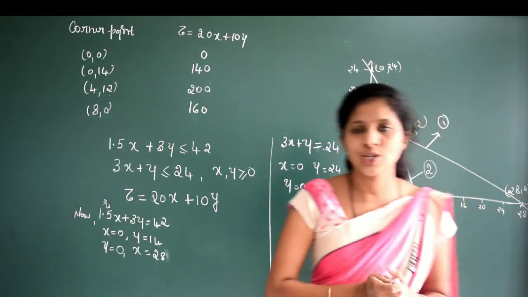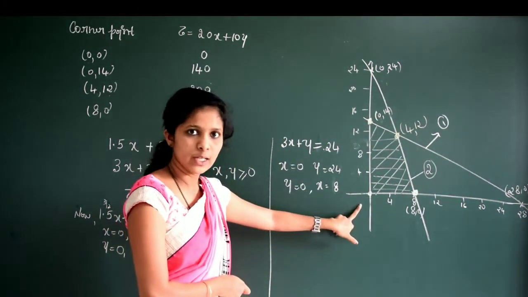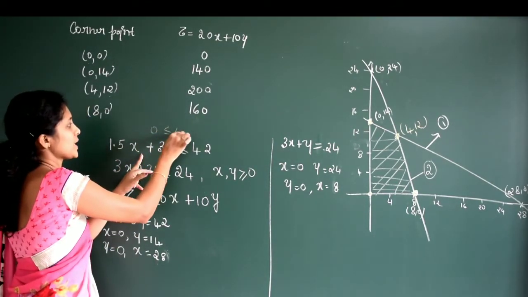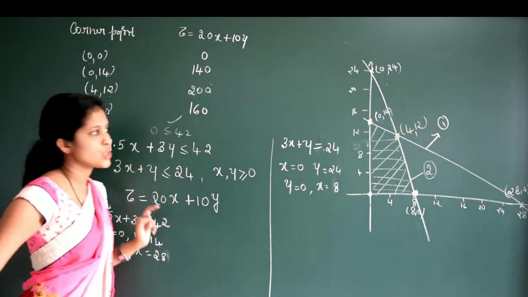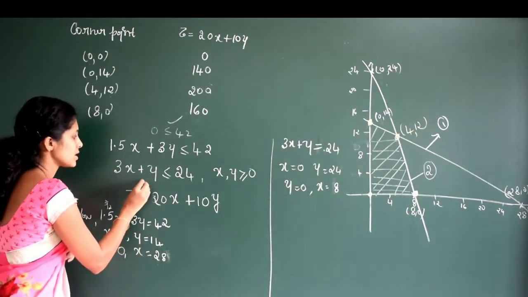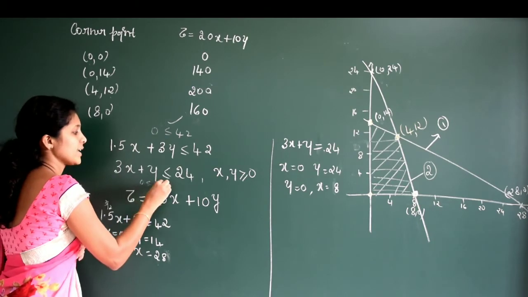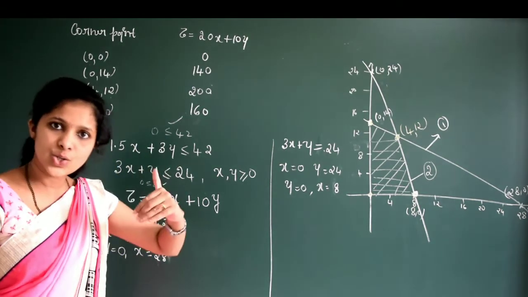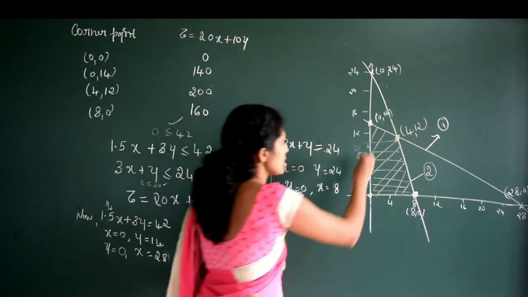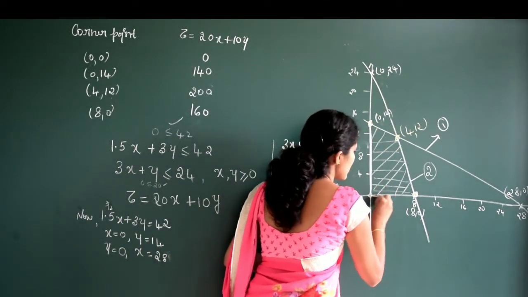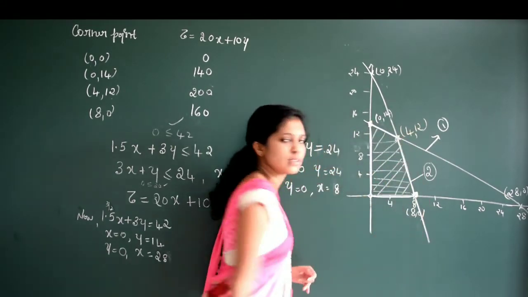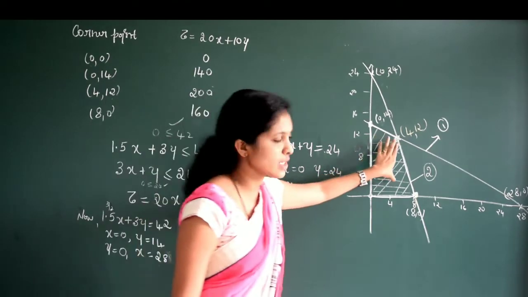Now to find the solution region, check with the origin value. If you substitute in the first equation, 0 is less than or equal to 40, so it is true, right? The solution region of the first line includes the origin. If you substitute here, 0 is less than or equal to 24, here also it is true, right? The solution region includes the origin part for the second one also. So what will be the common region? Now we will get this as a common region. You have studied these things in your first PUC, right? So this is the common region.